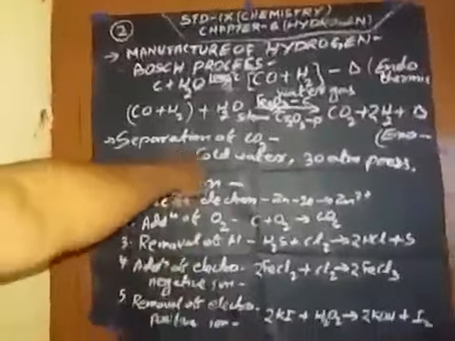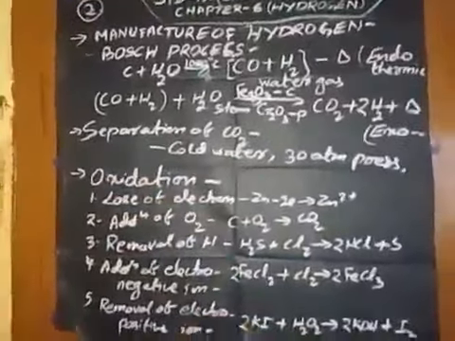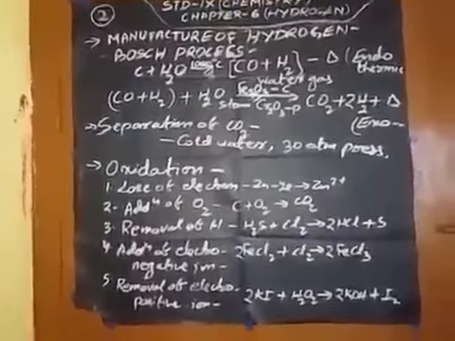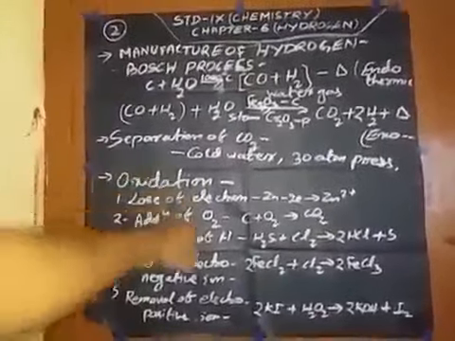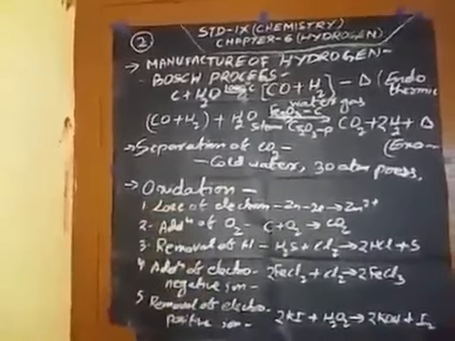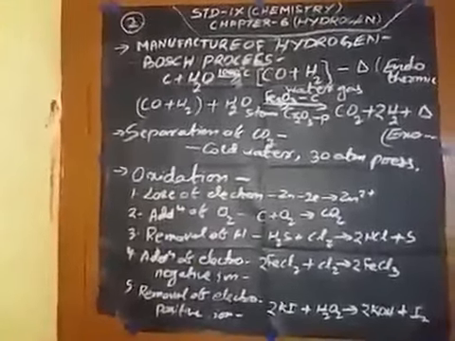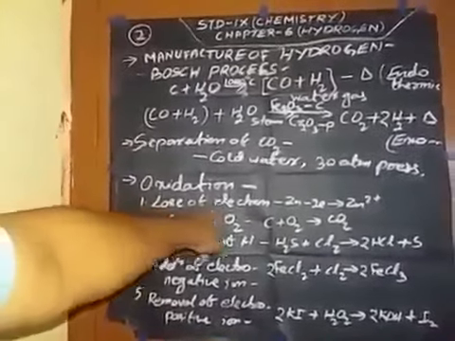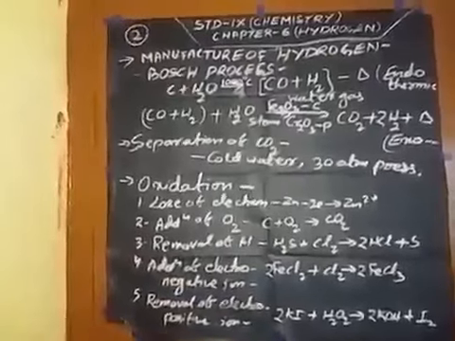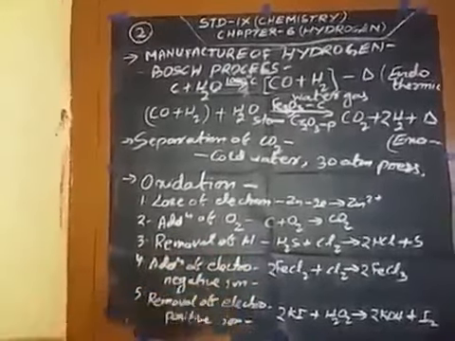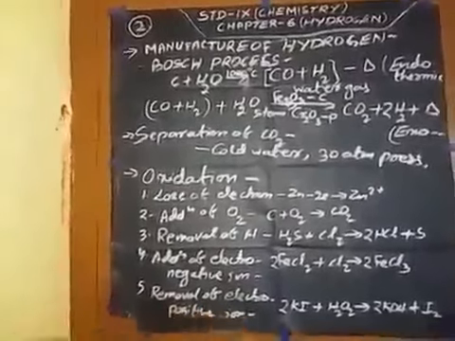So the first way is better for removal of carbon dioxide. So this is the manufacture of hydrogen by Bosch process. Then oxidation and reduction. First is oxidation. Oxidation means, so there are 6 types of oxidation: loss of electron or electrons, addition of oxygen, removal of hydrogen, addition of electronegative ion, removal of electropositive ion.